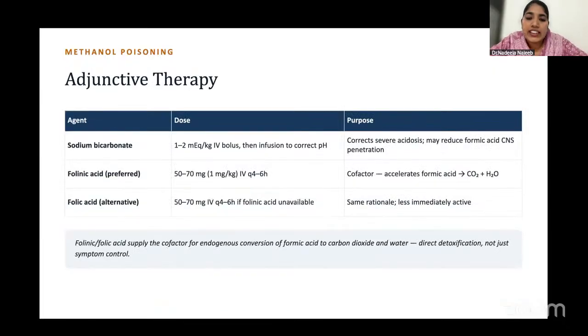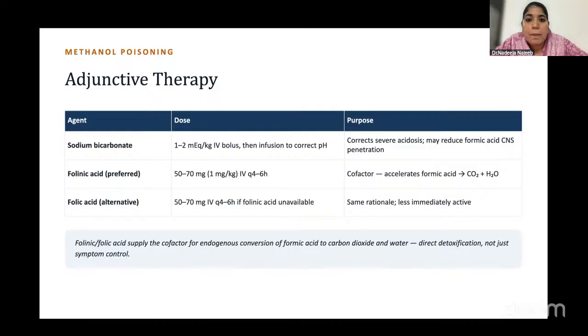So you have treated the conversion of methanol to formic acid now. But what would you do with the formic acid which is already present before you started the treatment? That is why you have adjunctive therapy. In adjunctive therapy, you start with sodium bicarbonate, give it at a dose of 1 to 2 milliequivalents per kg IV bolus, then infusion to correct the pH.